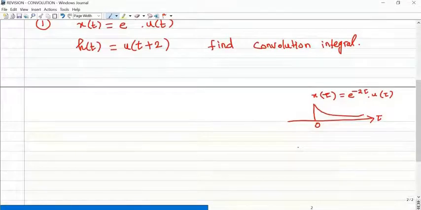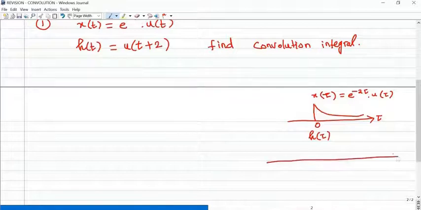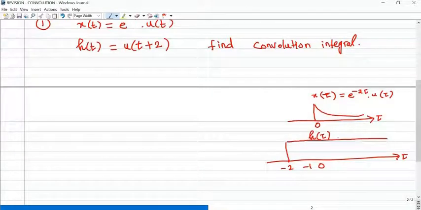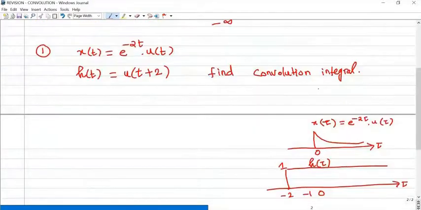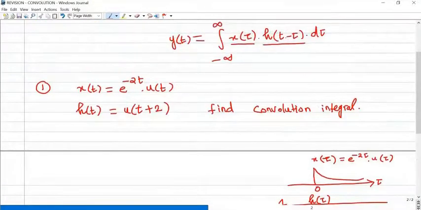Next, h of tau. Tau versus h of tau. U of t plus 2. U of t plus 2 means your signal started in advance by 2 units of time. So the signal starts from here, magnitude 1. Okay. But as per the formula, we need x of tau, h of minus tau.